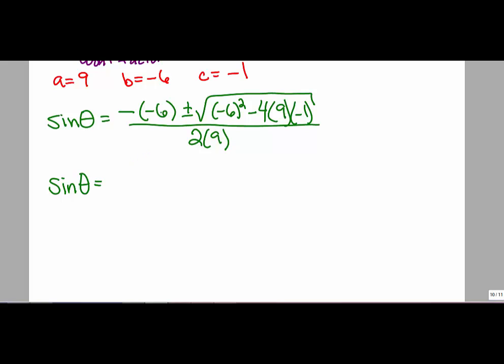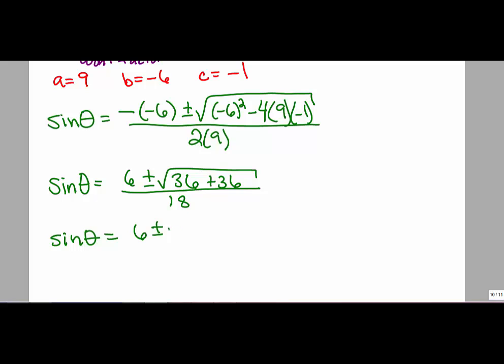So let's simplify: minus negative 6 is positive 6, plus or minus the square root. Negative 6 squared would be 36, and that would be plus 36, all over 18. We have sine theta equals 6 plus or minus the square root of 36 plus 36, which is 72, all over 18. Now we're going to stop simplifying there because we're going to let our calculator do most of the work for us here.